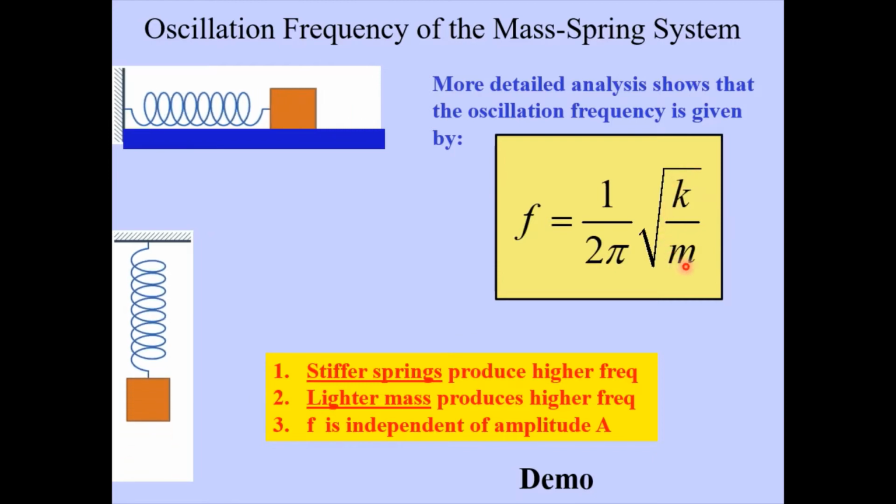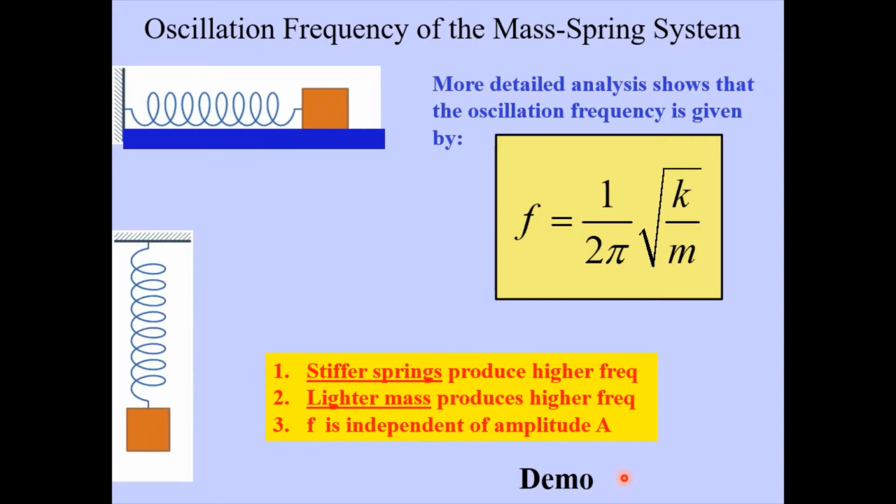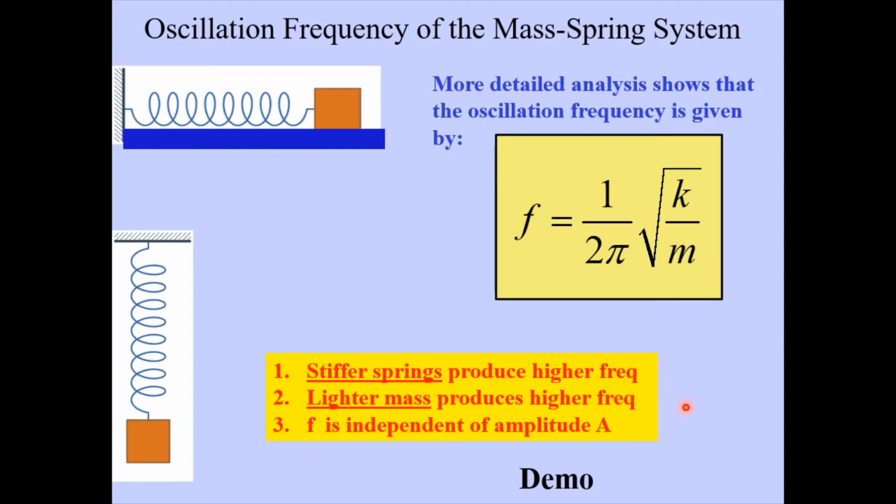Notice there's no amplitude in this equation. So the frequency of oscillation is independent of the amplitude, meaning whether this thing is wiggling just a little bit or whether it's wiggling a far distance like this, it will always have the same frequency. Let's go ahead and watch a demonstration using a simulation tool to illustrate these three characteristics of the mass spring system.